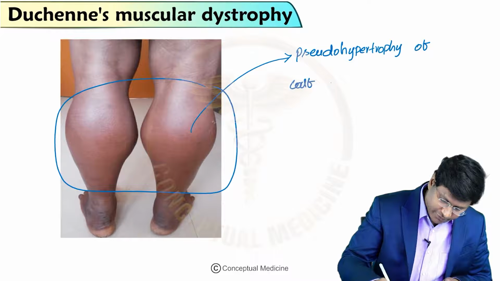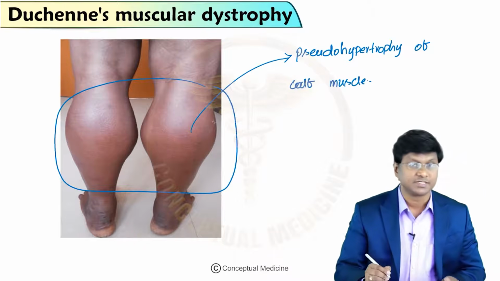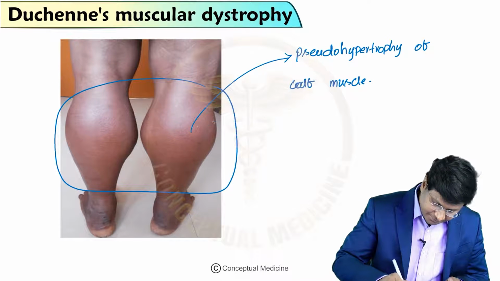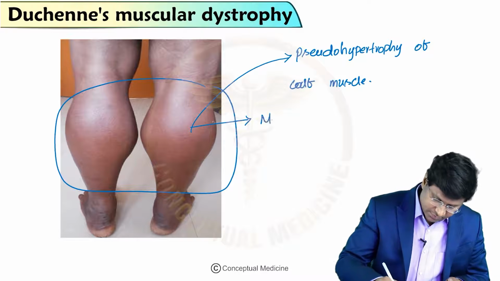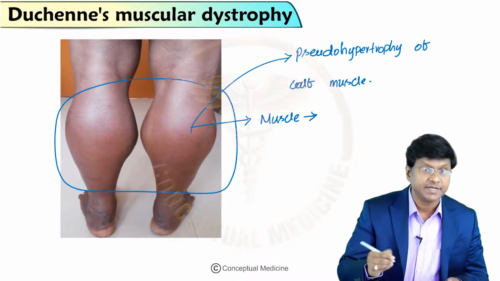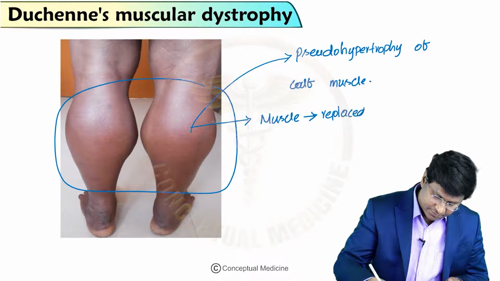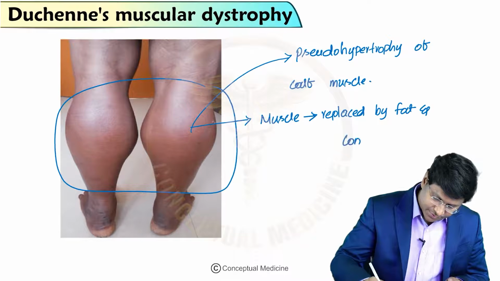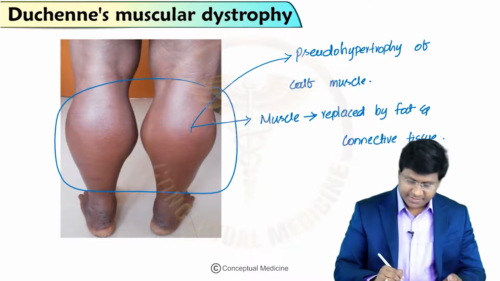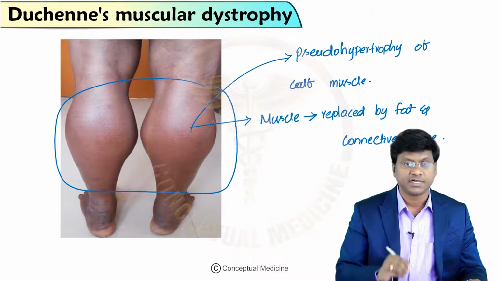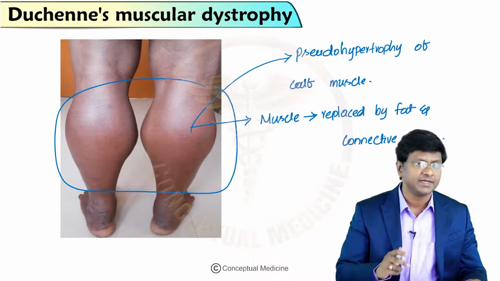Pseudohypertrophy of the calf muscle. Now, what do you understand by the word pseudohypertrophy of the calf muscle? Here, the muscle is replaced by fat and connective tissue. That is what pseudohypertrophy of the calf muscle is. The muscle will not be there; it is replaced by fat and connective tissue.